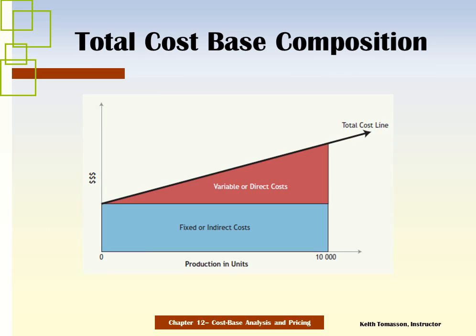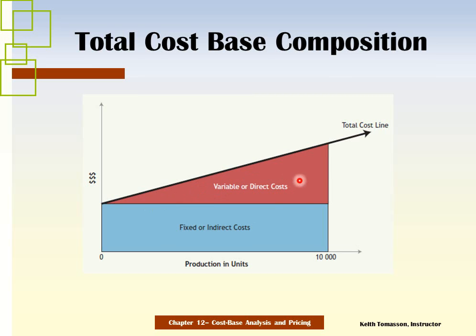Here's a graph that helps us understand the behavior of variable and fixed costs in our organization. On the y-axis is the dollar amount, and on the x-axis is either production or sales volume in terms of the number of units. We can see our fixed costs essentially remain a constant dollar amount irrespective of the production or sales volume in our organization. So the fixed costs remain static.